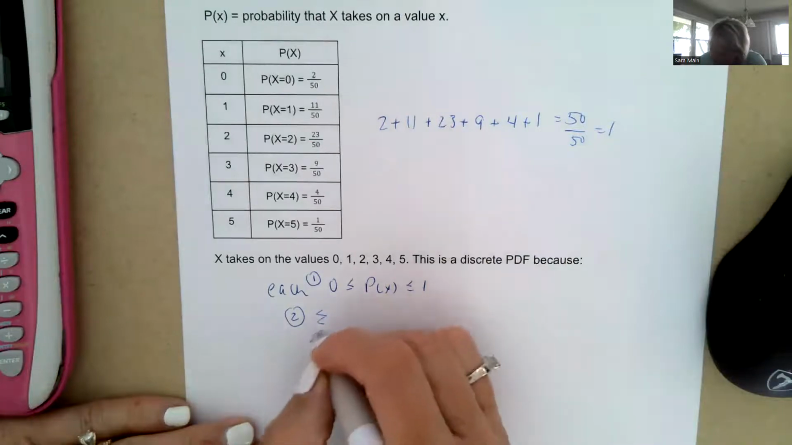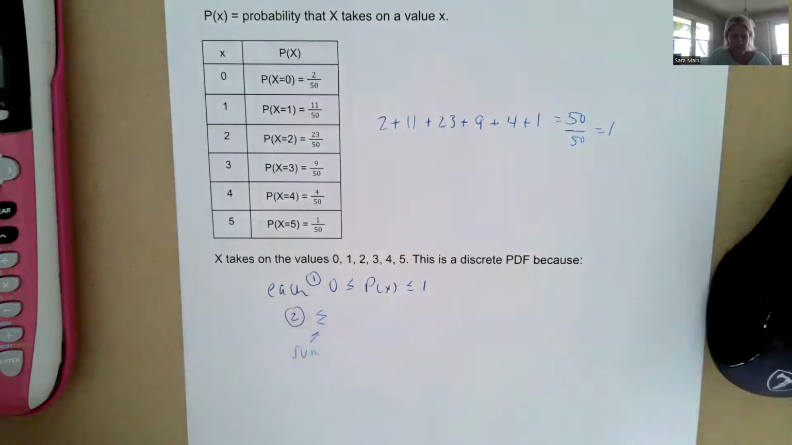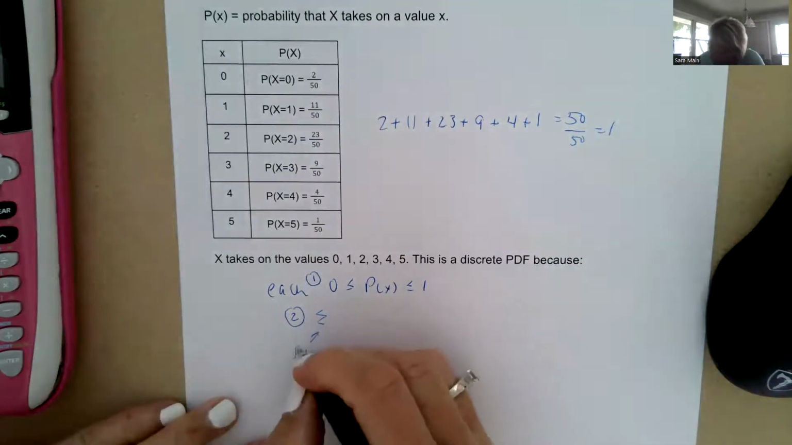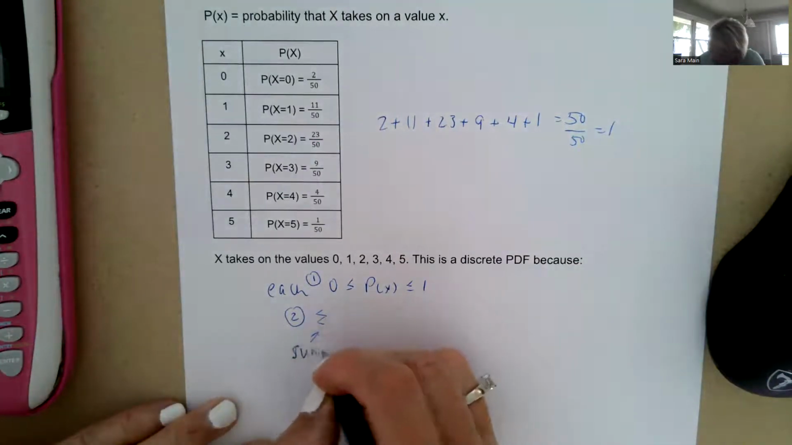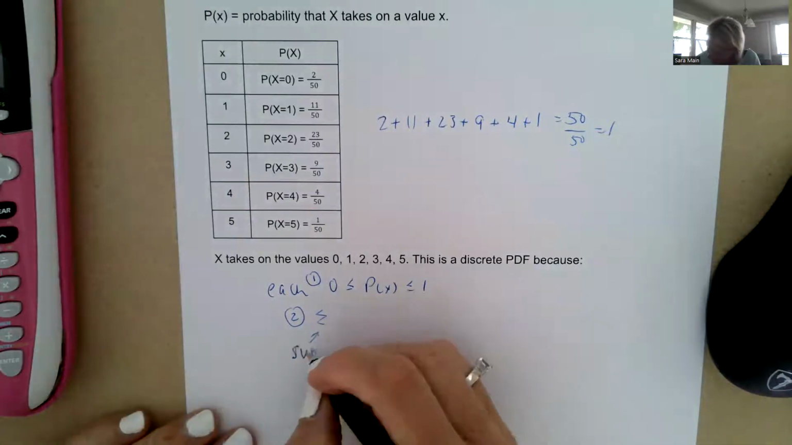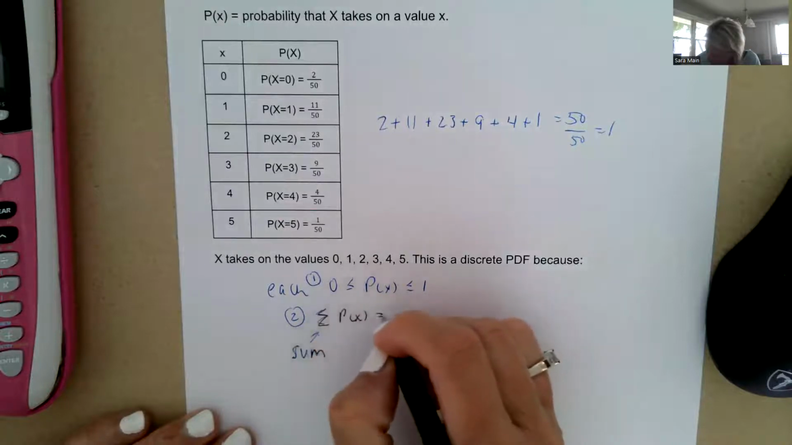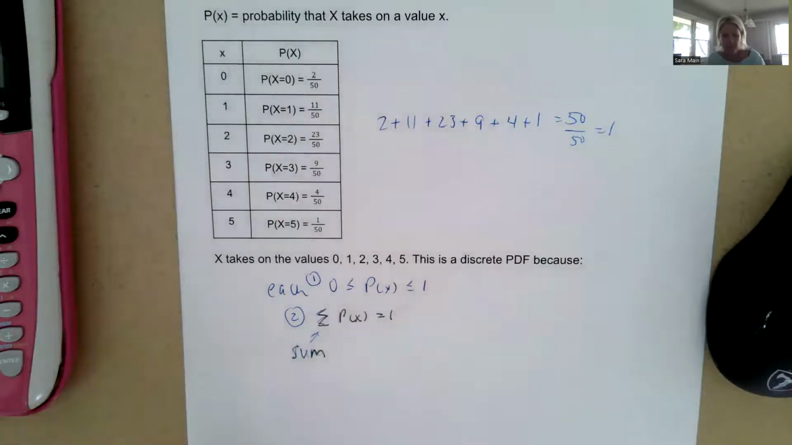So the sum of my probabilities equals 1. So that's what we have to prove.